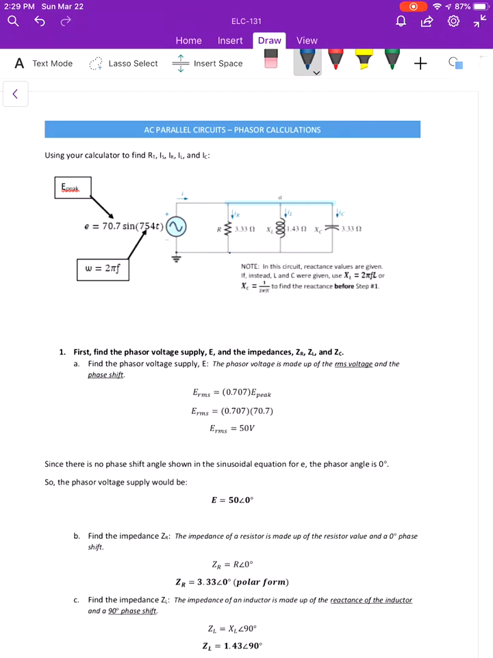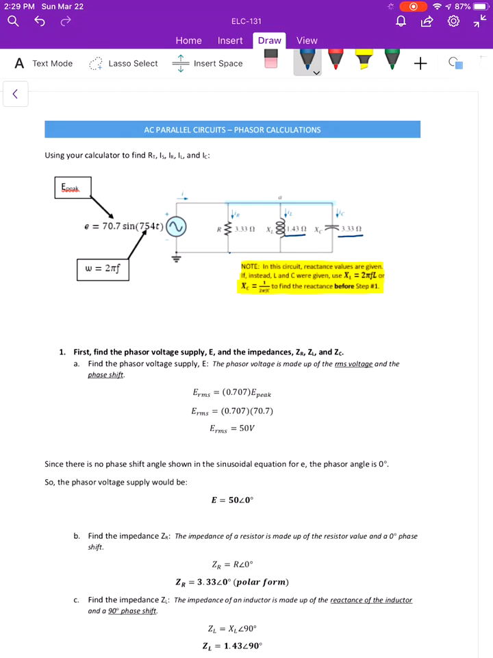Okay, so when you're given ohms for the inductor and the capacitor, that means they've already found the reactance for you. So if you had henries for the inductor, you would have to find the reactance first. And same thing for the capacitor. So just keep in mind that since you were already given the reactance first, we don't have to find the reactance. So we're already given that information.